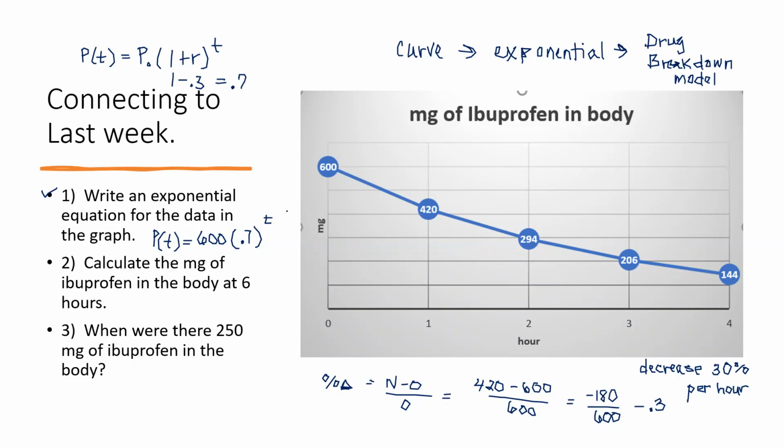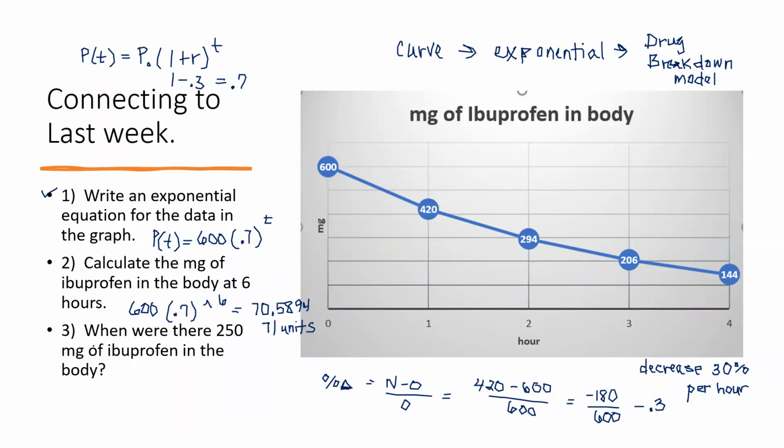The 6 hours is the time. It's going to go into my formula for the t. So in my calculator, I'm going to type 600 times 0.7, use that caret key to the 6. So 600 times 0.7, caret key, 6, and I get an answer of 70.5894. If I round to a whole unit, that's 71 units of ibuprofen remaining at 6 hours in.